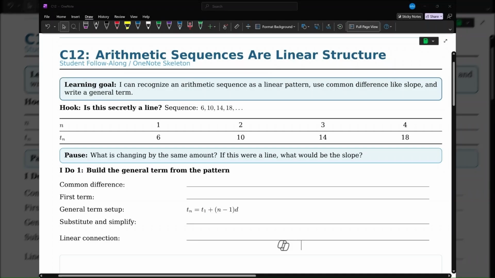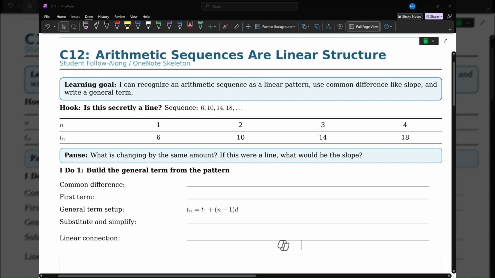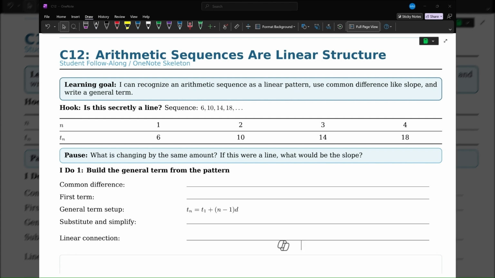All right, welcome back. This video is the first of two sequence videos. So C12, we're going to be looking at arithmetic sequences and really connecting them to just linear structure. So these are really things you've seen before in a slightly different format. Our goal for this video is I can recognize an arithmetic sequence as a linear pattern, use common difference like slope, and write a general term.